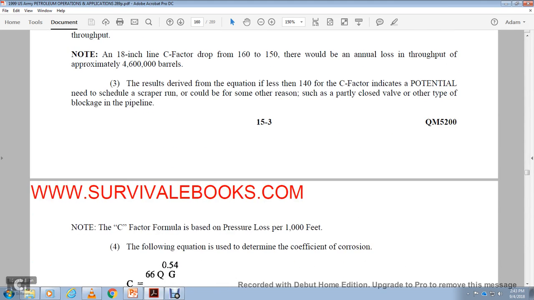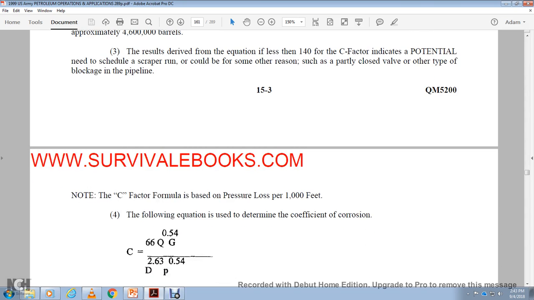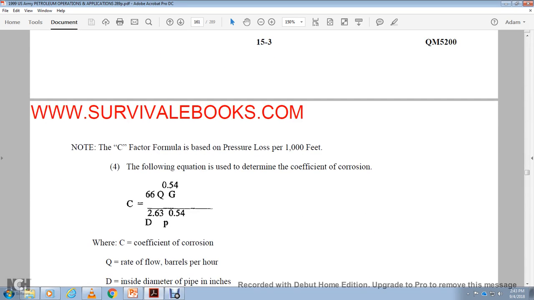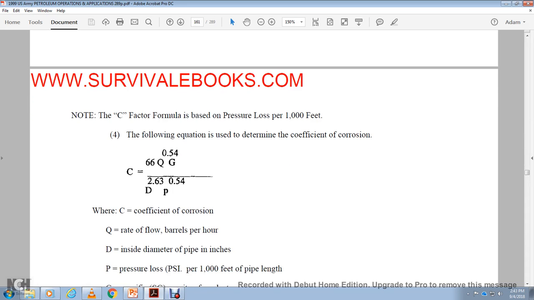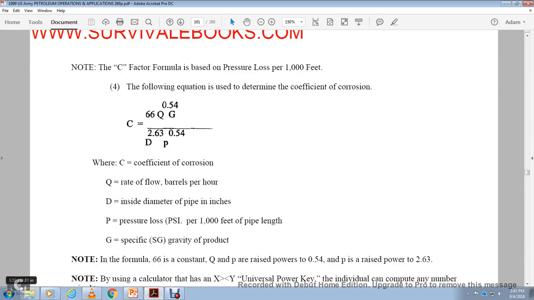The C factor formula is based on the pressure loss per 1,000 feet. The volume equation is used to determine the flow efficiency. C is equal to the coefficient of the corrosion. Q is equal to the rate of flow in barrels per hour. D is the inside diameter of the pipe in inches. P is the pressure loss per 1,000 feet of pipe length. And G is the specific gravity of the product.